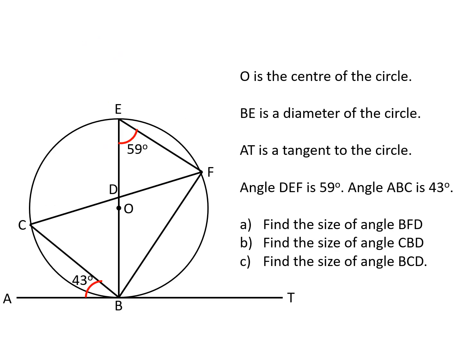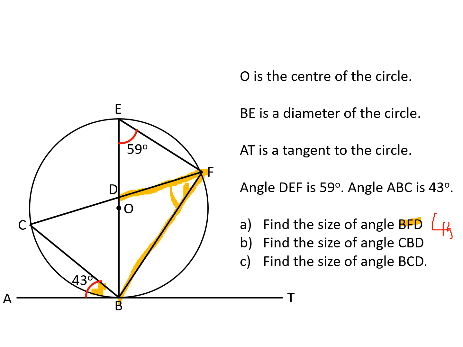Okay, so first we need to find angle BFD. The BFD, that's going from here, B, F, and then to D. So that is this angle just there, the angle at F, the angle at the middle. So to find that one, again we've got our alternate segment theorem. So we've got a chord here. So 43 will be the same as 43 by the alternate segment theorem. So we know that that is 43. By the alternate segment theorem.